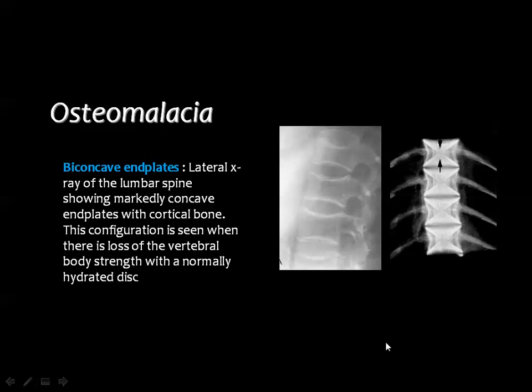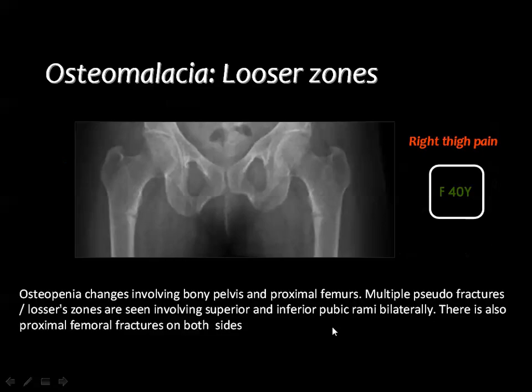This is what is known as the codfish vertebra. The vertebral body is soft and the disc is healthy. Then the disc material will compress the end plate from below and from above, and you finally get the appearance of a codfish vertebra.